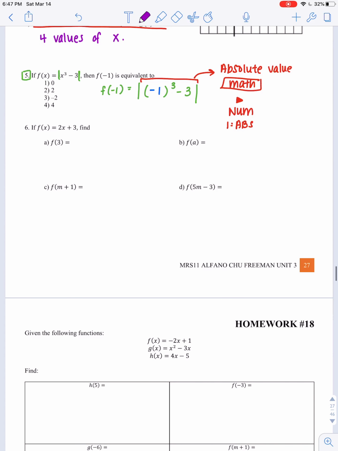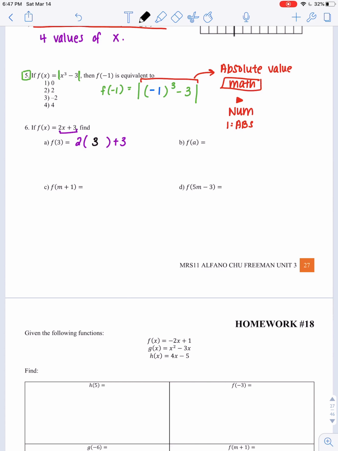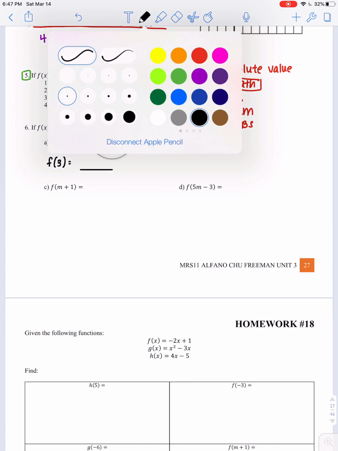Number 6, if f of x equals 2x plus 3, find f of 3. So f of 3 is equal to, so again, I'm just going to copy over the equation, and I'm going to replace my x with parentheses. And then I'm plugging in 3. Easy, right? So we're just going to enter that into our calculator. You guys are going to give me a final answer. Your paper should not be blank. You got to do some work.